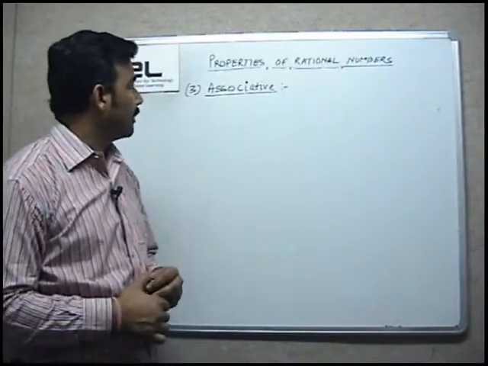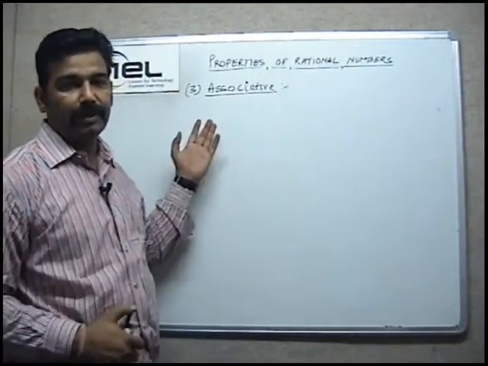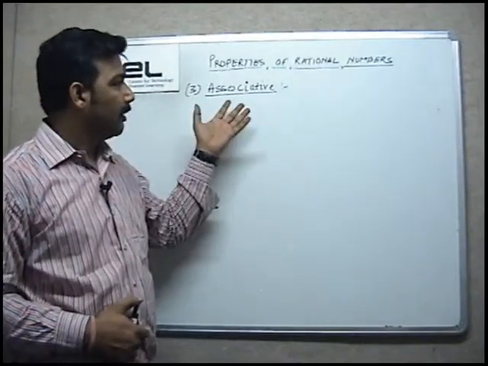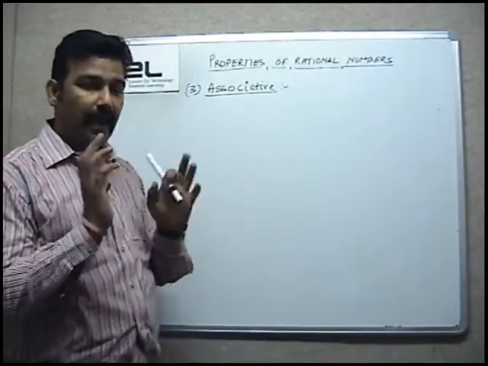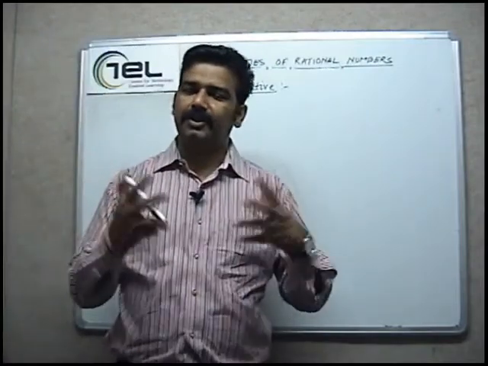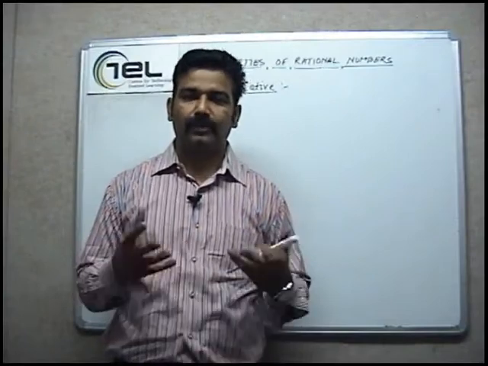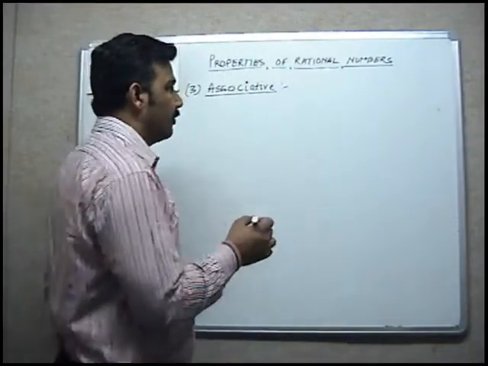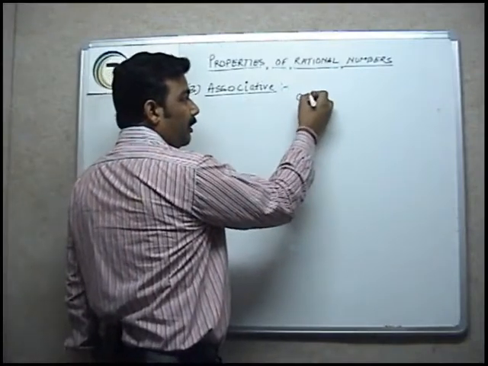Again, welcome back. We have another property of rational numbers, which is associativity. What is associativity? Associativity of a number is, if I take any three numbers and do an operation with them, what will happen after that? See, I will take two numbers, A and B.